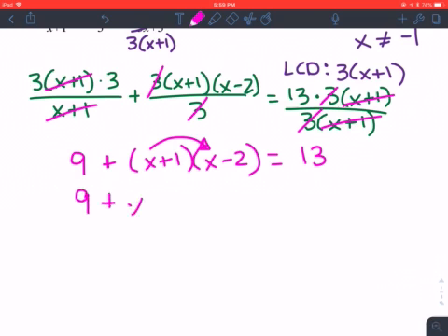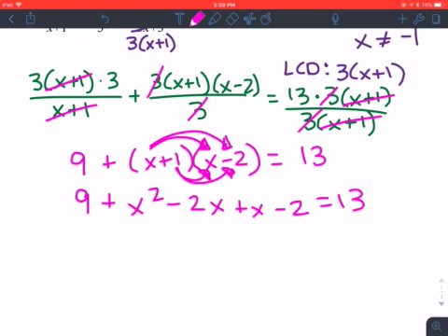So I have 9 plus x times x is x squared. X times negative 2 is negative 2x. 1 times x is x. And then 1 times negative 2 is negative 2. Okay, now we can combine our like terms.